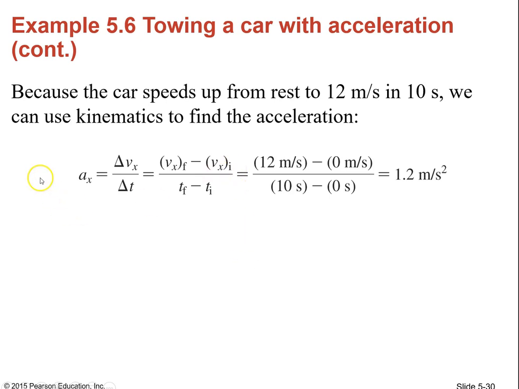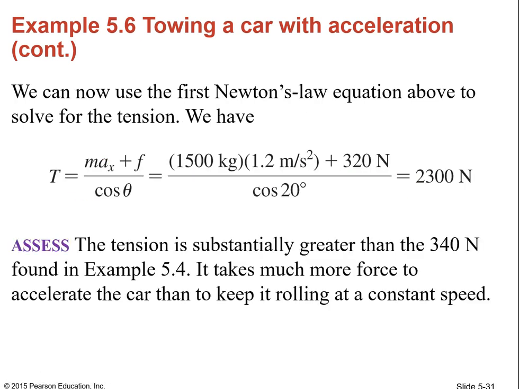We know to get the net force, we have to look at our acceleration. We know that we went from rest to 12 meters per second in 10 seconds. So 12 divided by 10 is 1.2 meters per second squared. That's your acceleration. That's your rate of acceleration. Okay, then we use that.